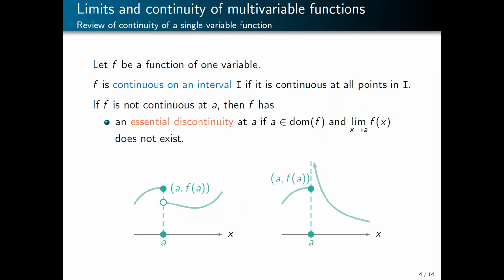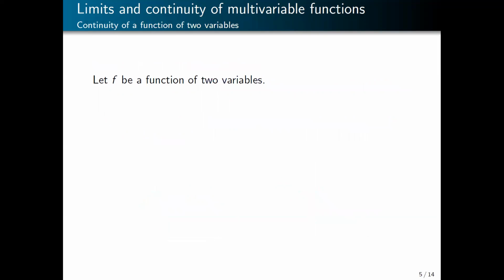Second, the limit of f as x approaches A does not exist, in which case we say that f has an essential discontinuity at A. Visually, this means that the graph of f on some open interval containing A either is obtained by taking two curves which approach different points of the line x equals A, or has the line x equals A as a vertical asymptote. We now extend this to functions of two variables.